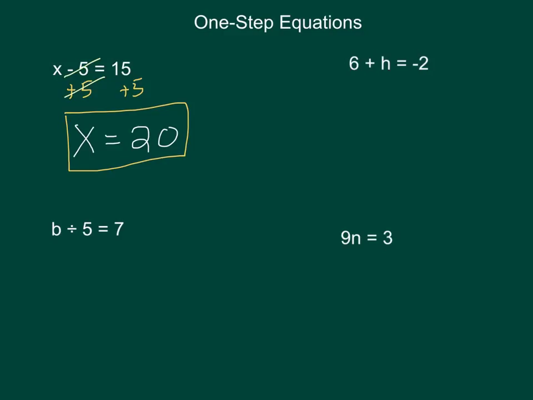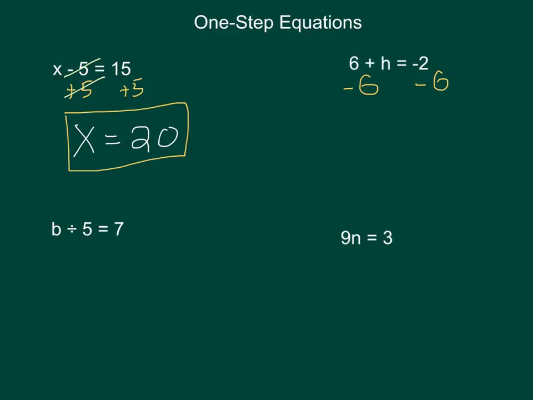Moving over to the right, I have 6 plus h equals negative 2. I want to get that h by itself, and I have an addition. And so in order to get rid of that addition, I'm going to subtract the 6. And I'm going to do that on each side.